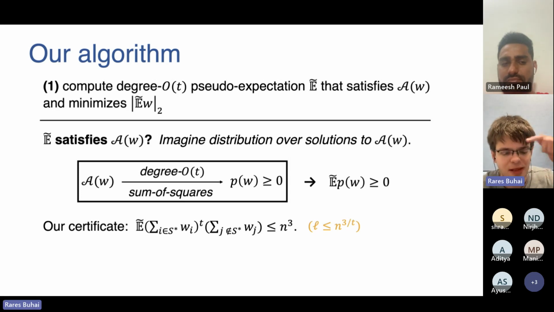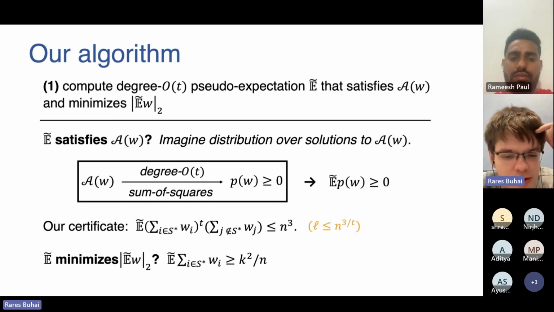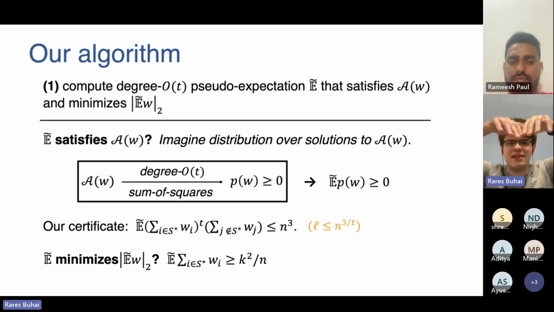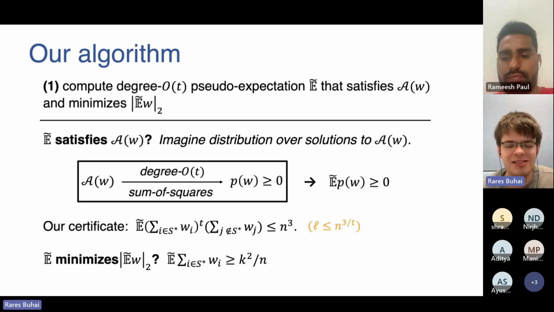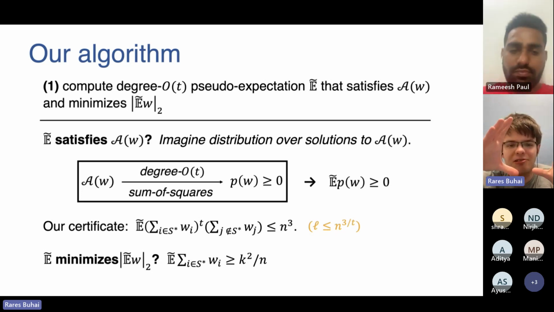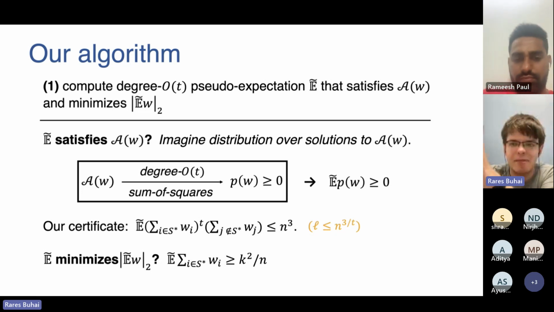So we get this statement, and I also said that we take a pseudo expectation that minimizes this 2 norm. What this really says is that the expectation of W needs to be spread out, over the possible solutions to the constraints. Why do we need this? Because otherwise the entire pseudo distribution could decide to completely focus on another k-clique, not on S star.